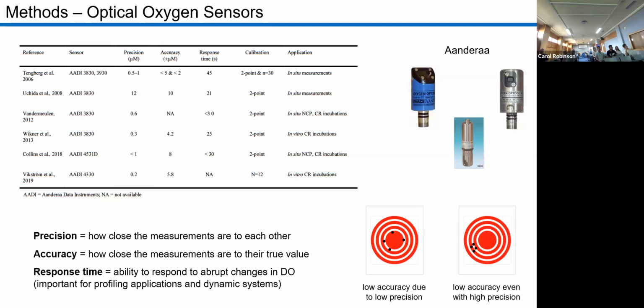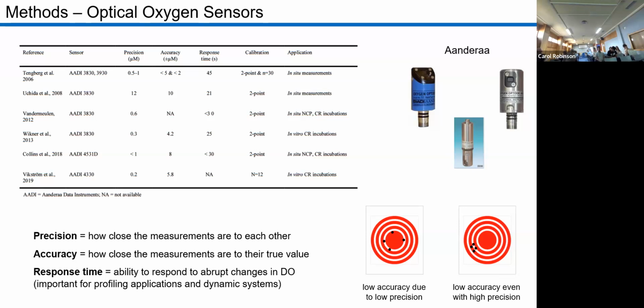So basically, the precision is how close your measurements are to each other. The accuracy is how close the measurements are to the true concentration. So here we have two illustrations. On the left, you have a low accuracy. You are far from your target concentration, and you have as well a low precision because each measurement is far from each other. On the right, you have a low accuracy because you are far from your target concentration, the true concentration, but your precision is quite good because all measurements are quite close to each other.